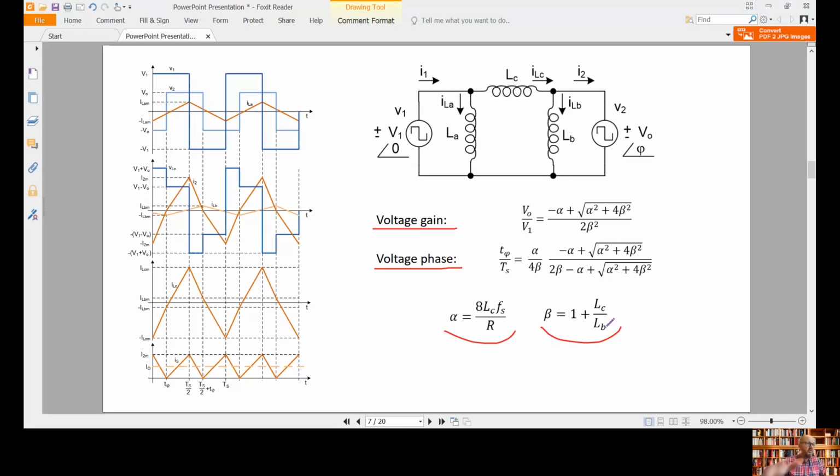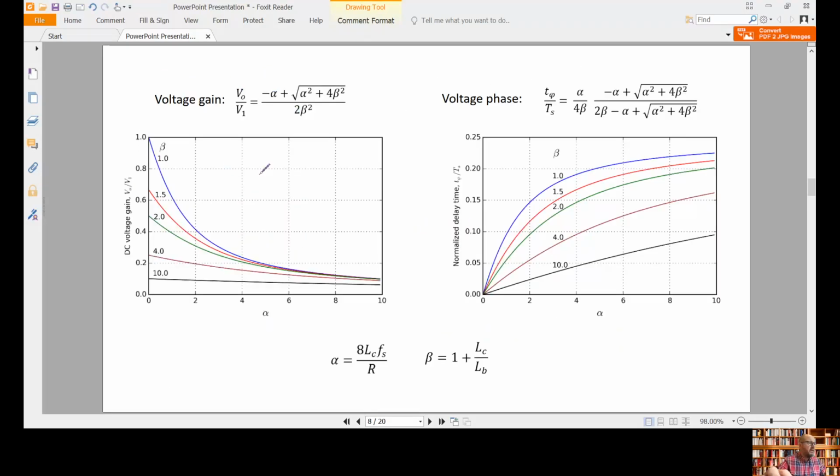So this is quite straightforward. So with this we can even design our circuit. If we do a representation of the voltage gain as a function of these two parameters, alpha and beta, we have these curves that provide us with this value of the voltage gain, so we can do our design based on these equations. Same thing with the voltage phase, the output voltage phase. So we can obtain these characteristics and obtain the phase angle that we are going to have.